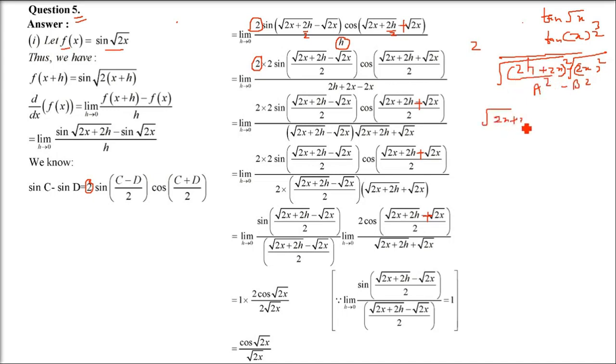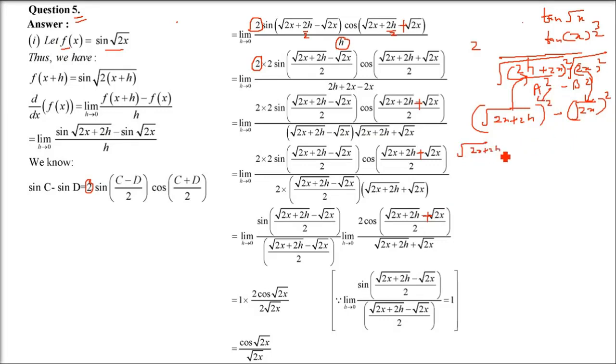Okay. So a is under root 2h plus 2x and b is under root 2x. What I am trying to suggest is, 2x plus 2h, if you square it, it will be 2x plus 2h. And this also, under root 2x whole square is 2x. And 2x plus 2h minus 2x is 2h. And 2h, because numerator has 2 already, we have done it. So it will be h. So h can be written in this form.